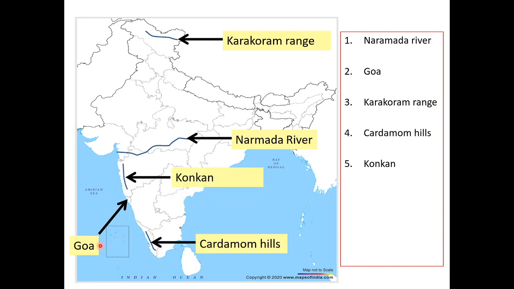This is Konkan. Konkan, Kannad, and Malabar. These are the three parts of the Western Ghats. So Konkan lies here. After that we have Kannad, and after that we have Malabar.